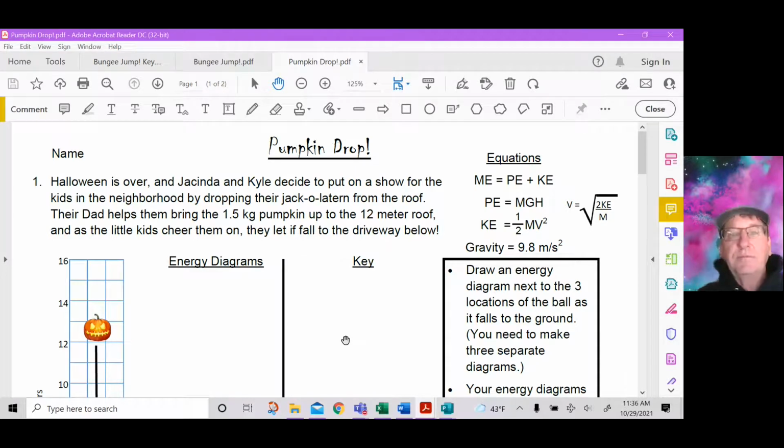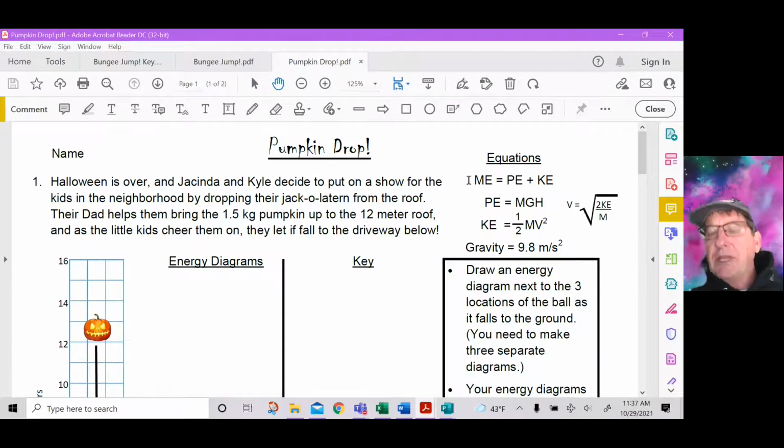So Halloween is over, and Jacinda and Kyle decide to put on a show for the kids in the neighborhood by dropping their jack-o'-lantern from the roof. Their dad helps them bring the 1.5 kilogram pumpkin up to the 12-meter roof, and as the little kids cheer them on, they let it fall to the driveway below. So here's everything you need to know, combined with the equations that we will be working with.